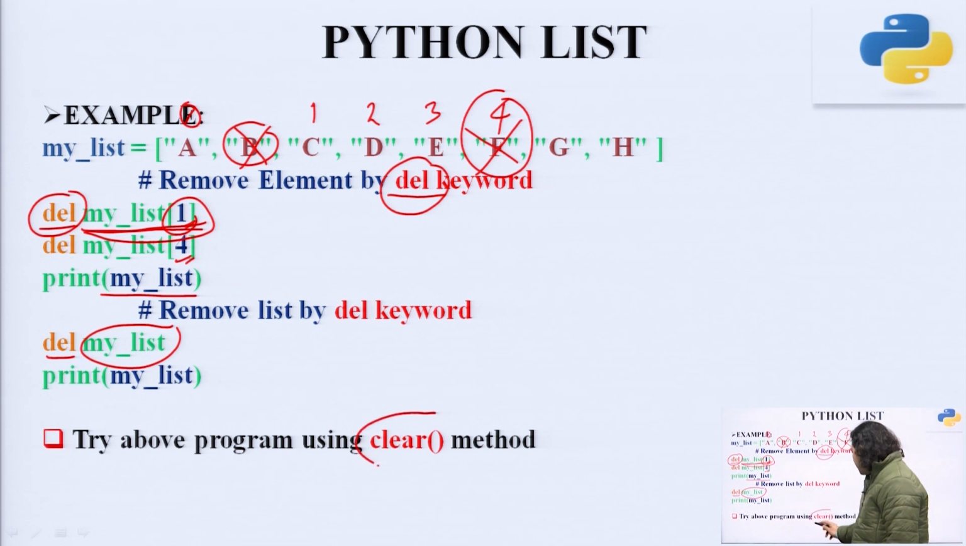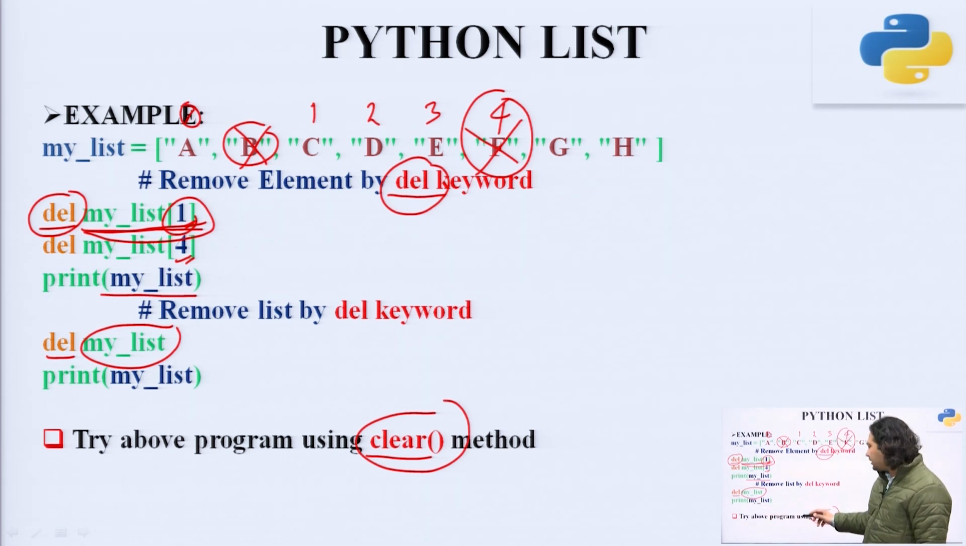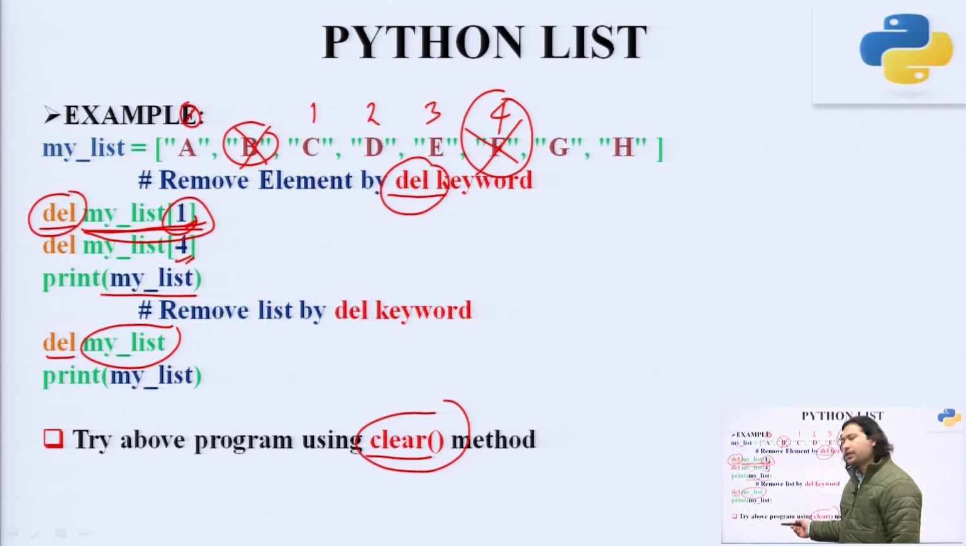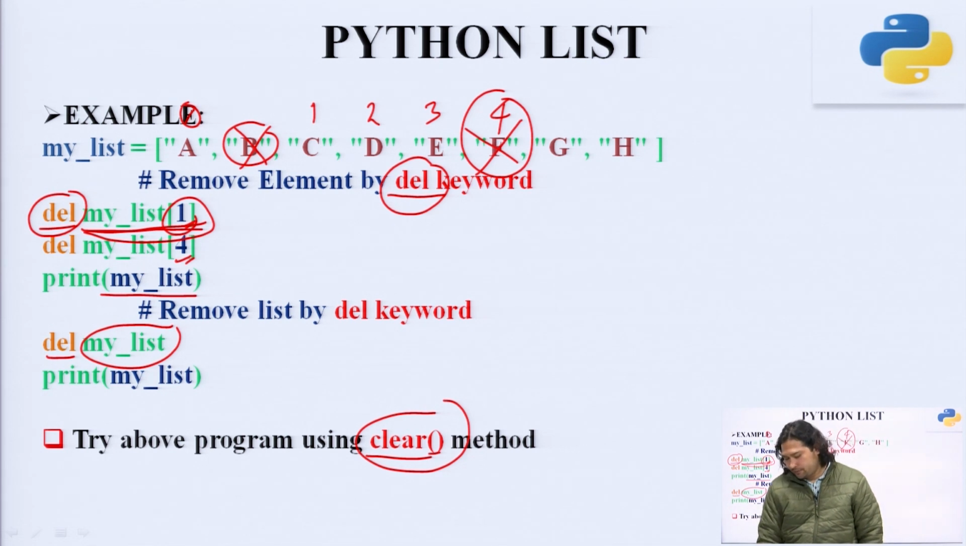Now, you need to try a homework, that is, can you use a clear method? For this method you cannot directly apply it here, because here you are going to see that the variable is not existing. So, how are you going to specify this clear method? Again you need to define a list, and on that you need to apply this method, that is clear. The answer for this clear method is an empty list.